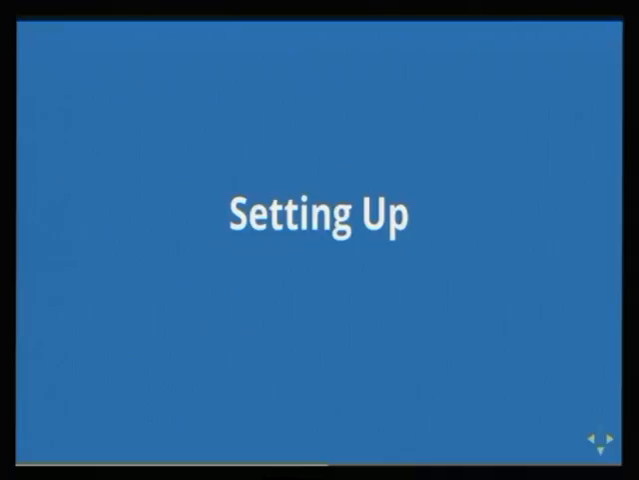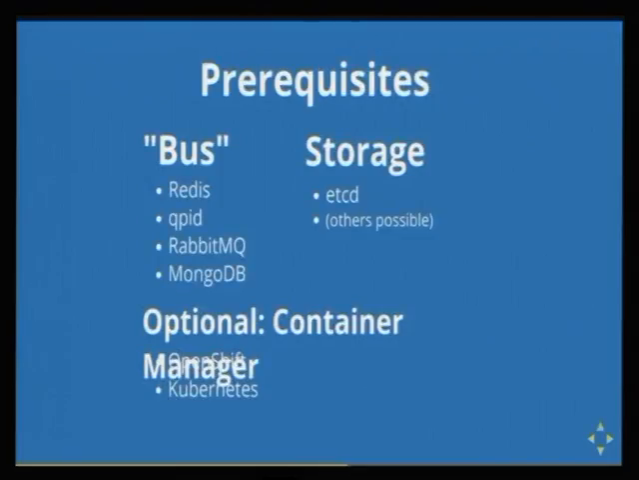So setting up. If you want to set up an instance manually, we have other options as well, but if you wanted to do one manually, there's a couple things you need. So first, you'll need a bus. As I said before, it's Kombu-based, so you'll need Redis, Qpid, RabbitMQ, whatever, anything that Kombu supports. You'll need a place for storage, and we default to etcd, so we put all our data right now in etcd. It is pluggable, so other things can be added. And then the other thing is an optional container manager, so OpenShift or Kubernetes.